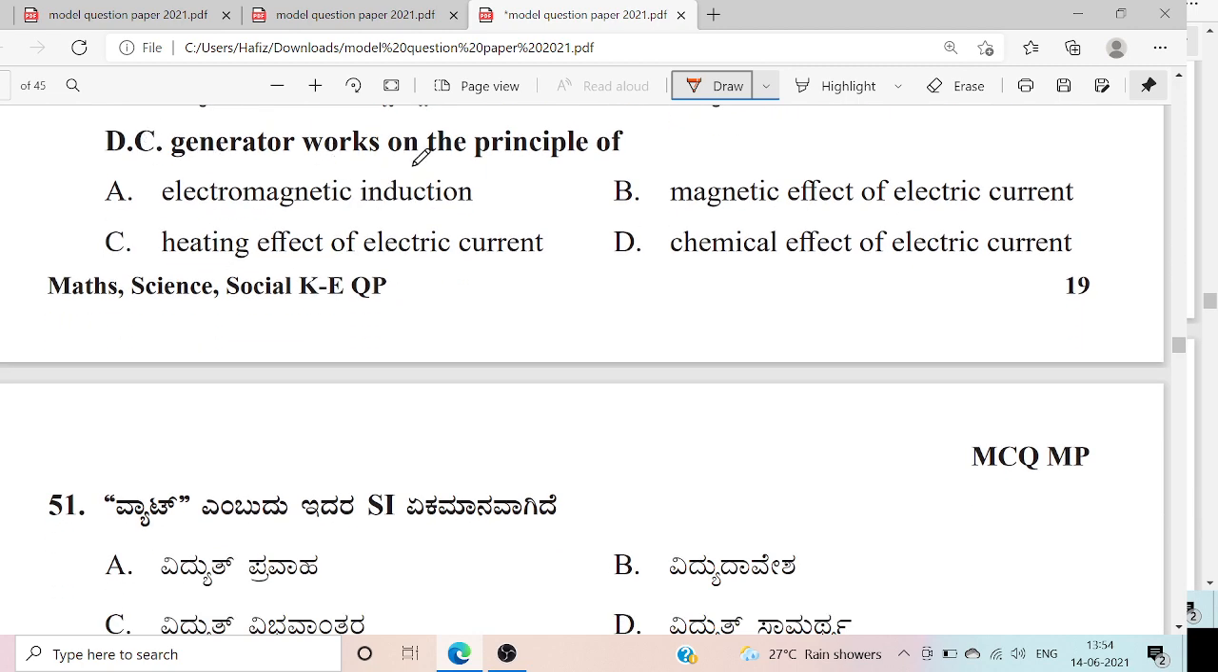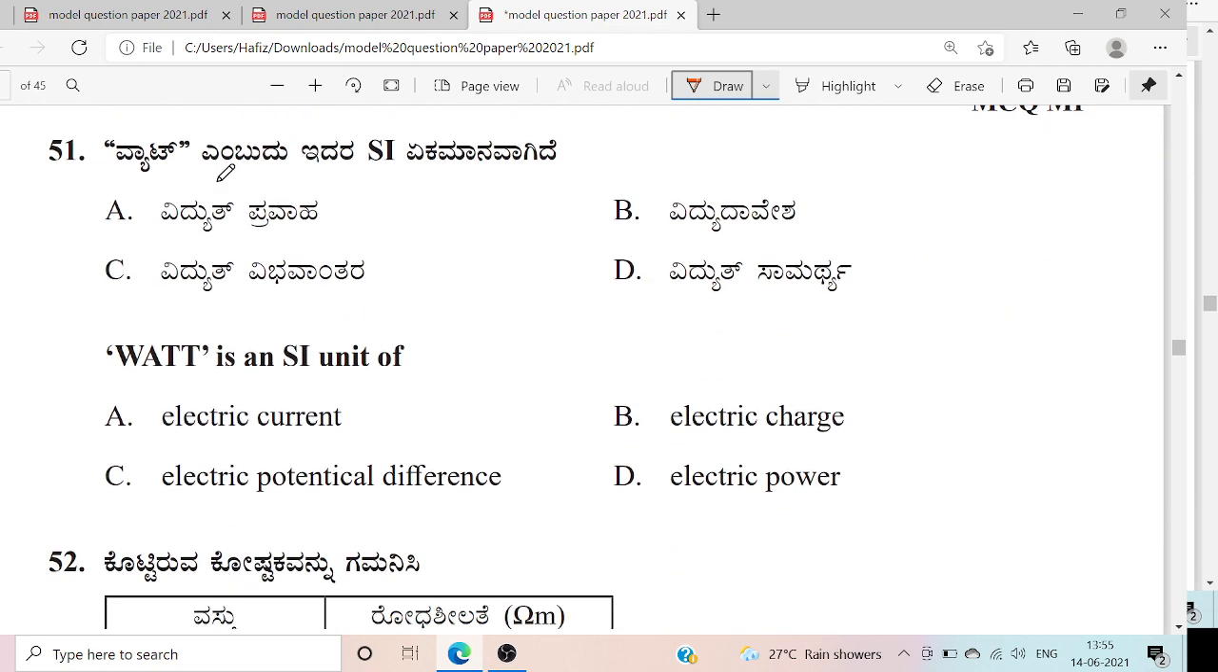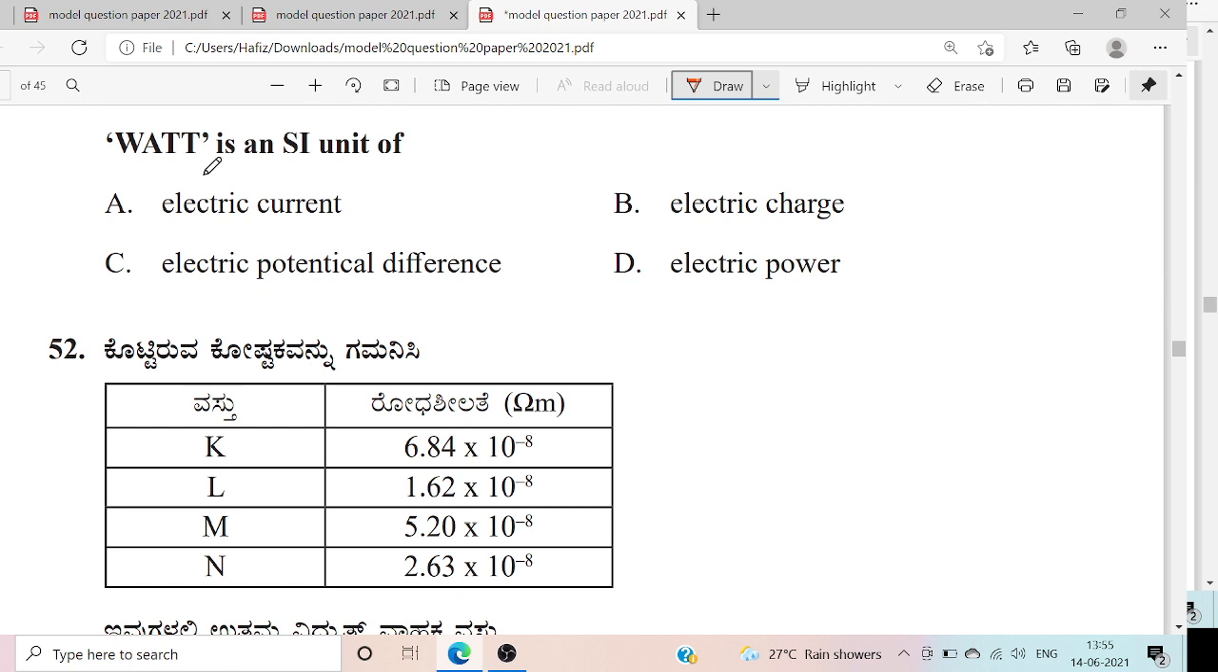DC generator works on the principle of. Yes, DC or AC, a generator always works on the principle of electromagnetic induction. Hope you are able to recall Faraday's experiment. Next, watt is an SI unit of which quantity? It is electric power, because electric current is ampere, electric charge is coulomb, potential difference is volt.